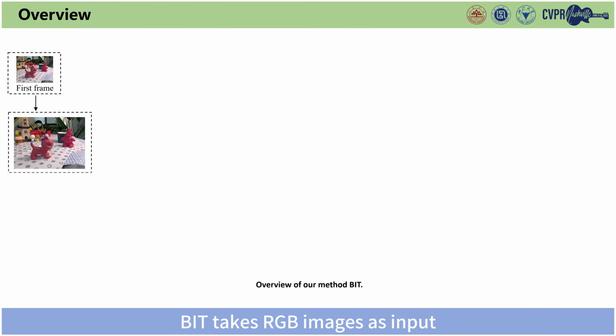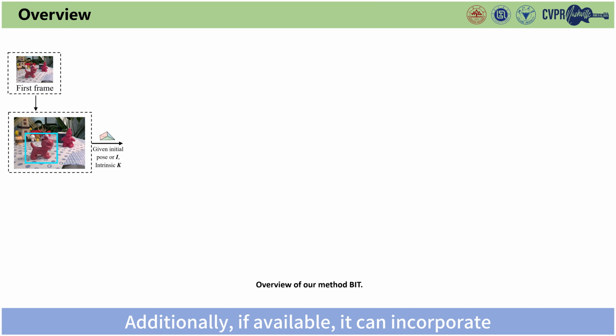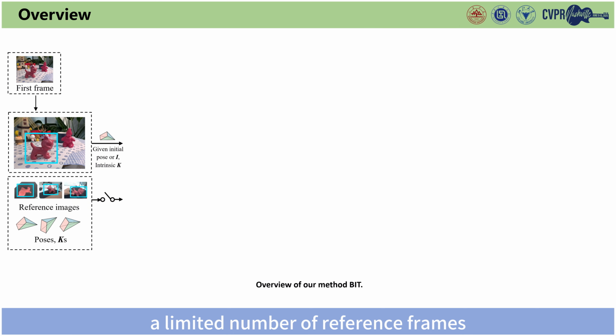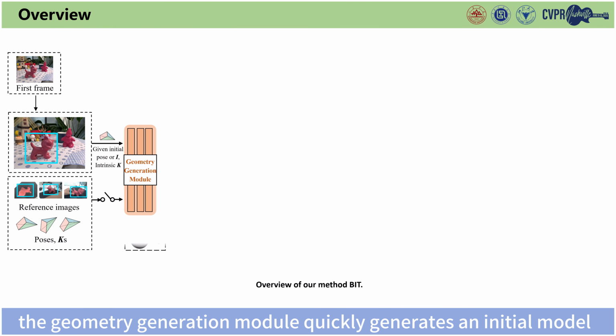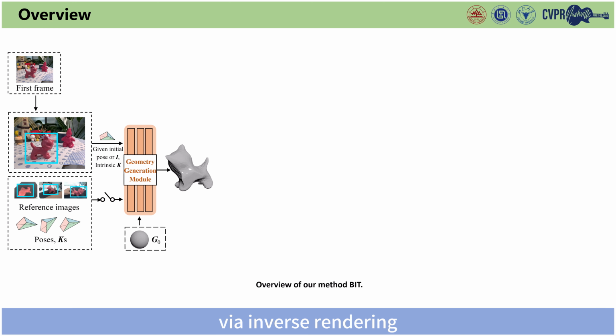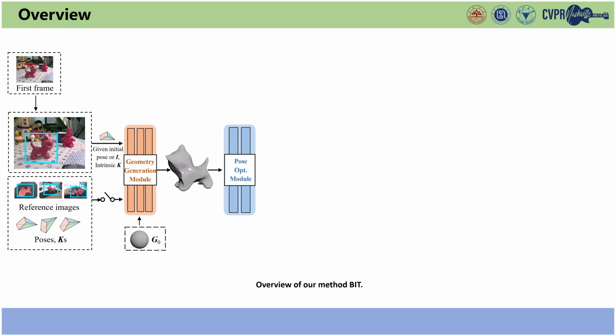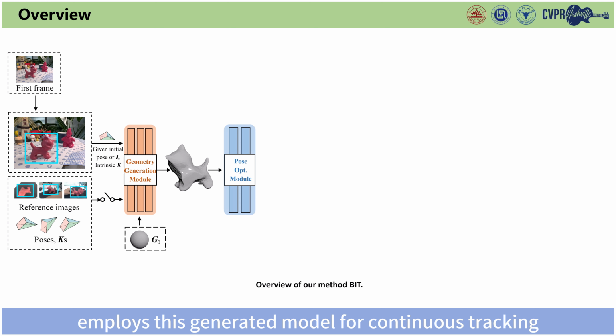BIT takes RGB images as input, with the first frame utilizing a bounding box to indicate the target object for tracking. Additionally, if available, it can incorporate a limited number of reference frames. After receiving the initial frame, the geometry generation module quickly generates an initial model via inverse rendering and sends it to the pose optimization module. The pose optimization module employs this generated model for continuous tracking.